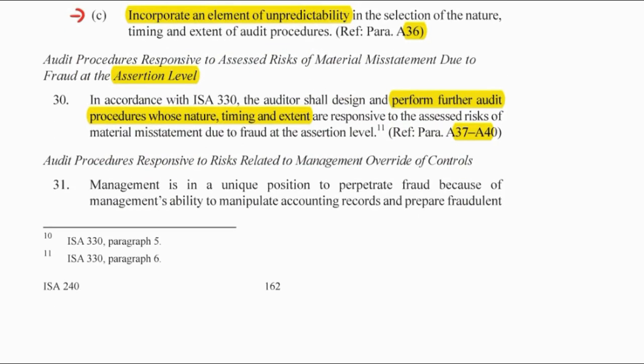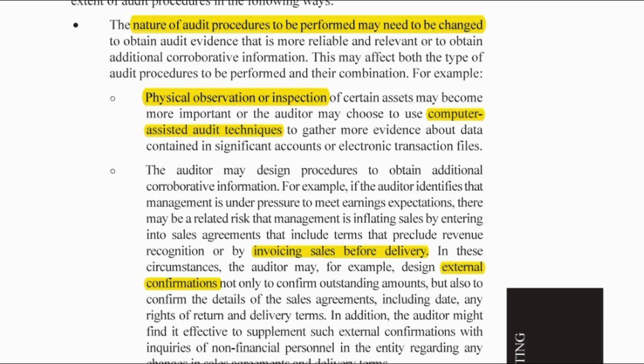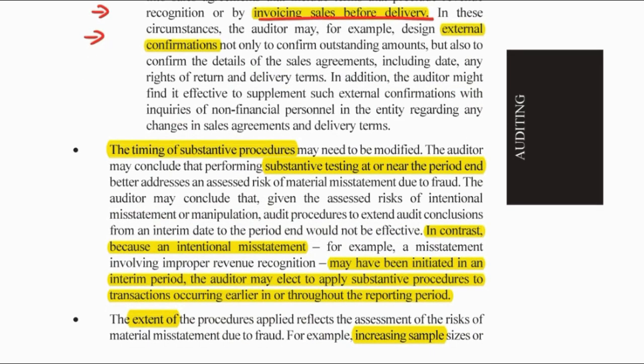At the assertion level, I need to now look at the nature, timing, and extent of my audit procedures. A37 to 40 tells me what. So, in terms of the nature of audit procedures, you want to give more detail. So look here: more physical observation or inspection. We may want to use CATs here. We may want to get external confirmations, making sure that they are not invoicing before delivery for revenue. So what I can see from this is that it's more detailed.